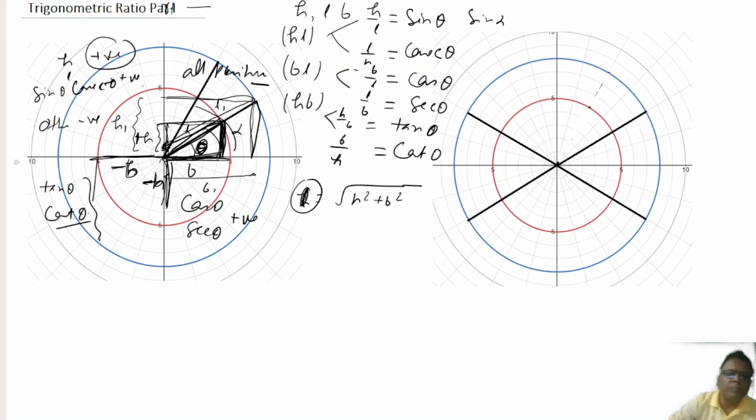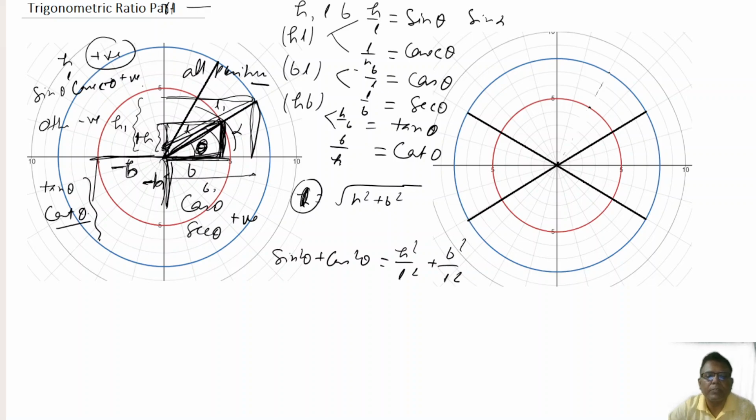Now, with this basis, we'll derive some formulas, like sine square theta plus cos square theta. Sine square theta is h square by L square, plus cos square theta is b square by L square. So that is equal to h square plus b square divided by L square, and h square plus b square is equal to L square, so L square by L square is equal to 1. This is the first set of formulas.